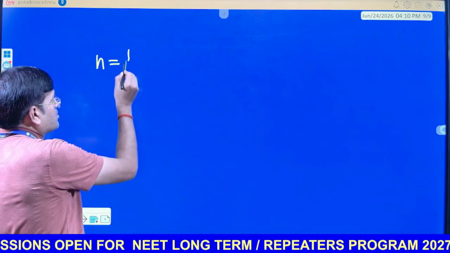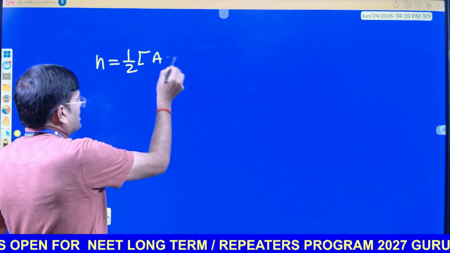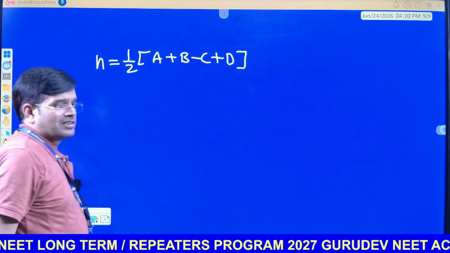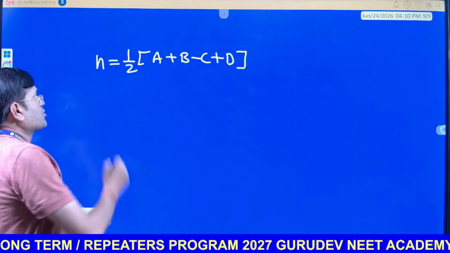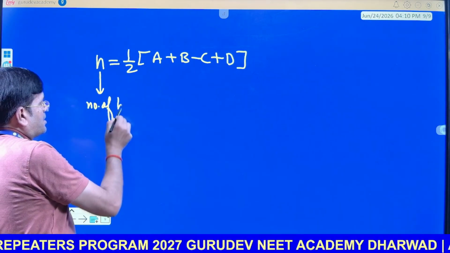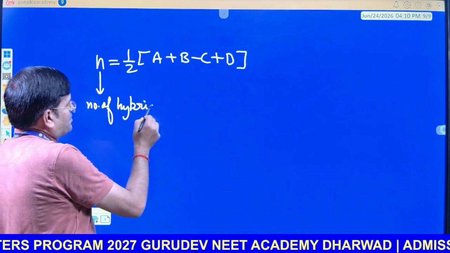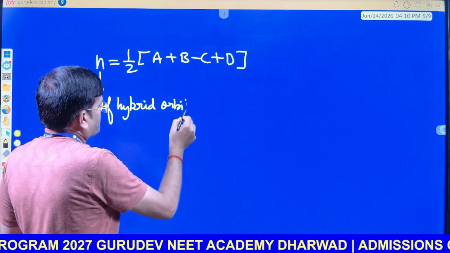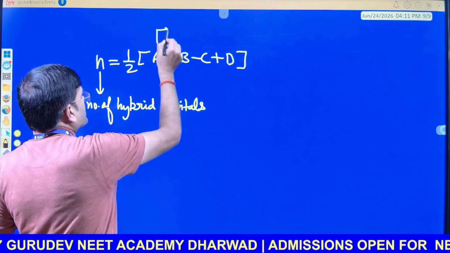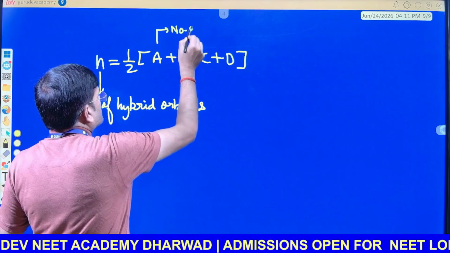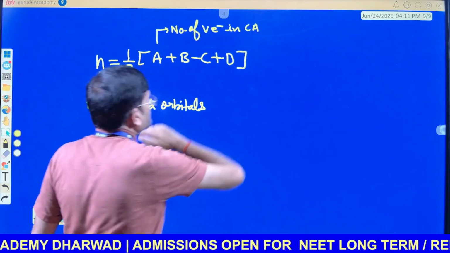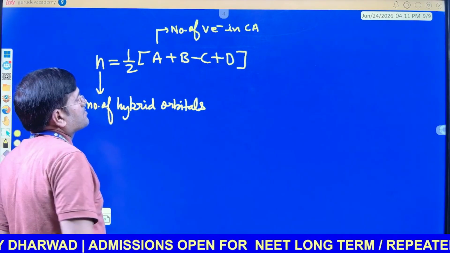H is equal to half of A plus B minus C plus D. This is the formula to find out the hybridization in a very short manner. H is the number of hybrid orbitals. What about A? A is the number of valence electrons in the central atom.